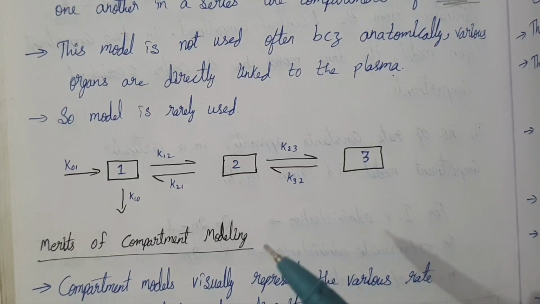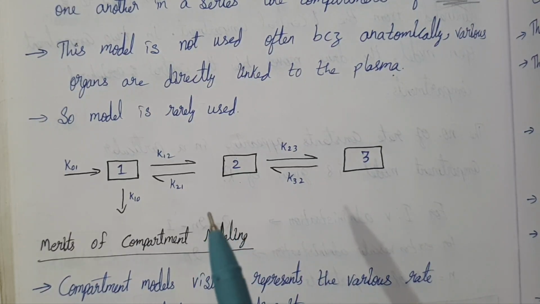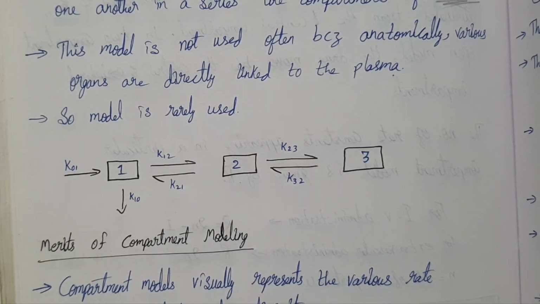Why? Because in our body, most organs are connected directly to the blood or plasma. They don't follow a strict chain pattern like this. So even though it looks neat, the catenary model does not match human anatomy, which is why we mostly always prefer the mammillary model.